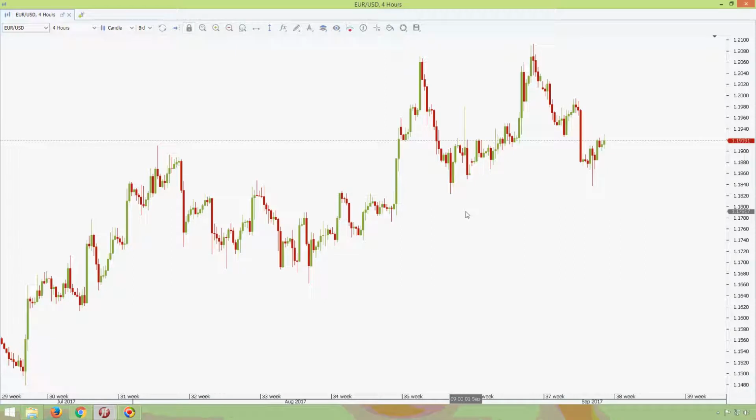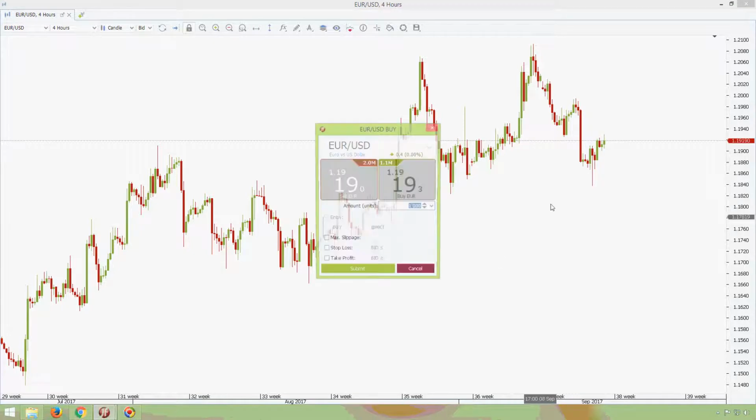So if we want to buy the Euro USD, or to sell, for example, let's buy at market price the Euro USD, now trading at 1.19180 to 1.19184. This is the quotation. If you want to buy, you always buy it from the right side. This is called the ask price. You buy from the ask. If you want to sell, you always sell from the left side, from the bid price.